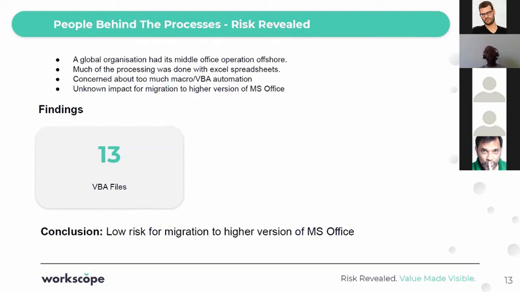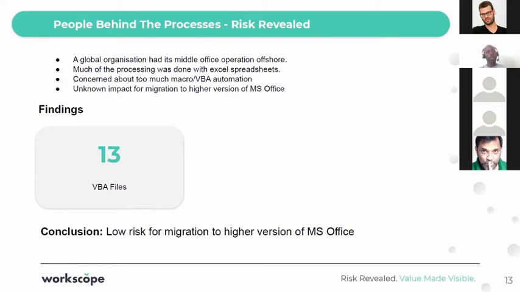When they looked into it, they only found 13 files with VBA code, which was shocking to them. But they considered it a win and thought, actually, we can now move comfortably to the next version of Office, and we're not really impacted. It's only 13 spreadsheets out of over 400 spreadsheets. So they were quite satisfied.